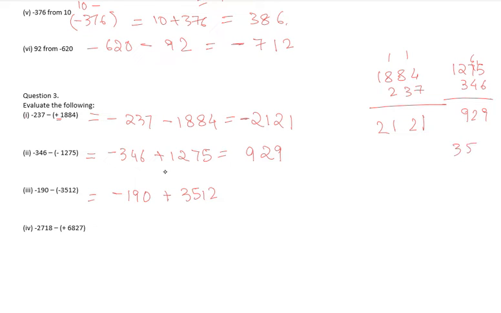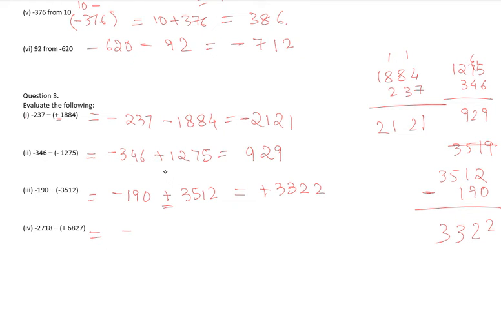Then we have minus 190, minus of minus 3, so that becomes plus 3512. Since different signs, I have to subtract 190. So 2 minus 0 is 2, 11 minus 9 is 2, 4 minus 3 is 3, and there is another 3. So the answer is plus 3322 because this is the bigger sign.